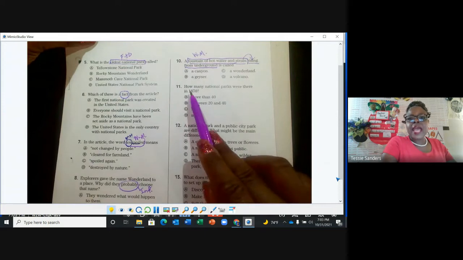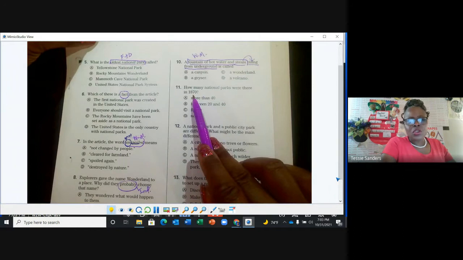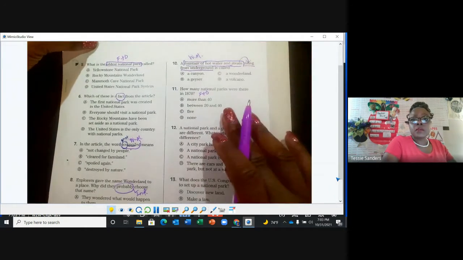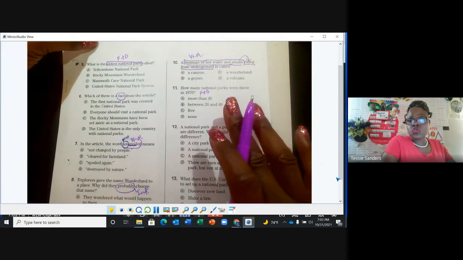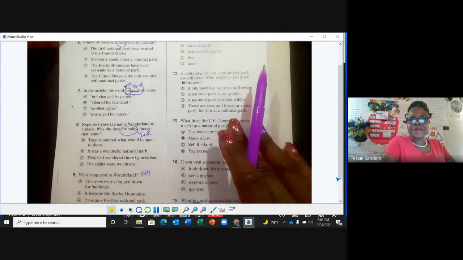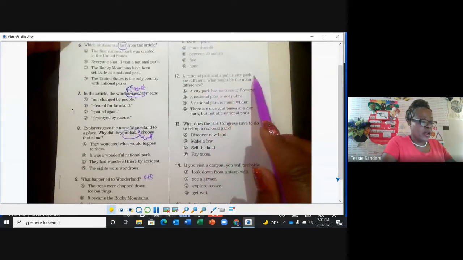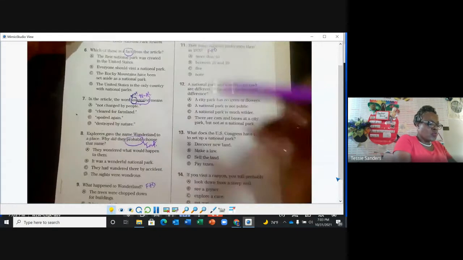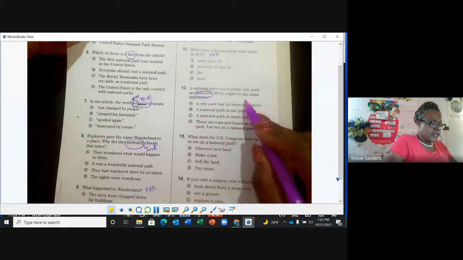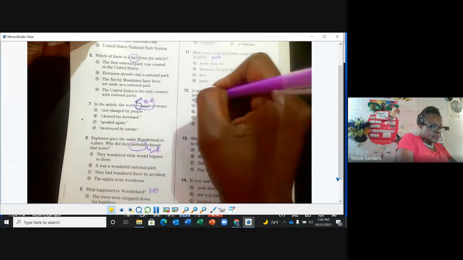Look at number 11. How many national parks were there in 1870? Good. Fact and detail. You must go back into the story to find this detail, to find this information. Number 12. A national park and a public city park are different. Circle the word different. What might be the main difference?